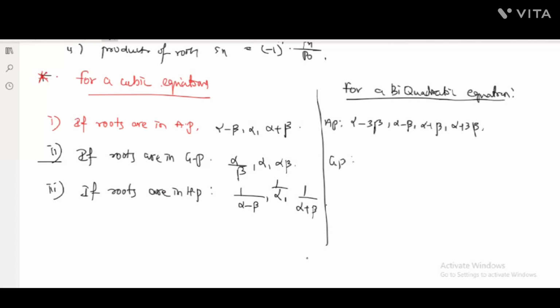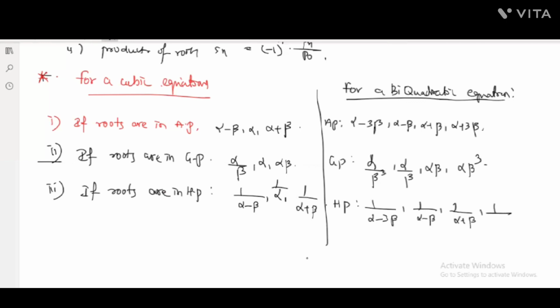In GP means alpha by beta cube, alpha by beta, alpha beta, alpha beta cube. So in HP, we can take like 1 by alpha minus 3 beta, 1 by alpha minus beta, 1 by alpha plus beta, 1 by alpha plus 3 beta. So like this we will take and we will continue solving the problems.